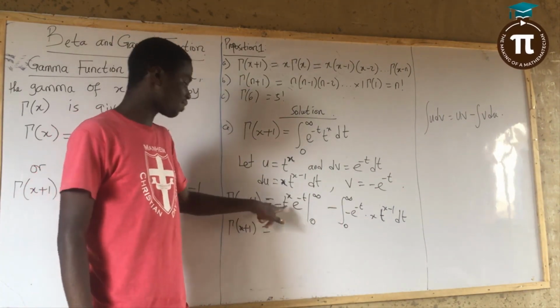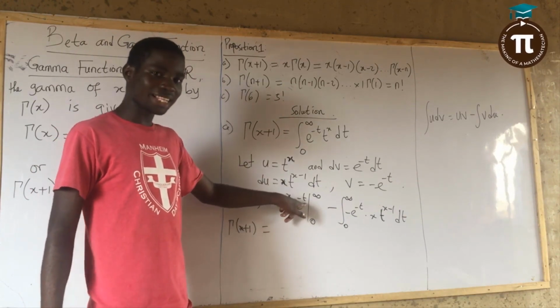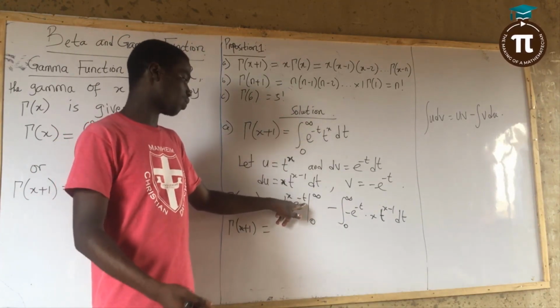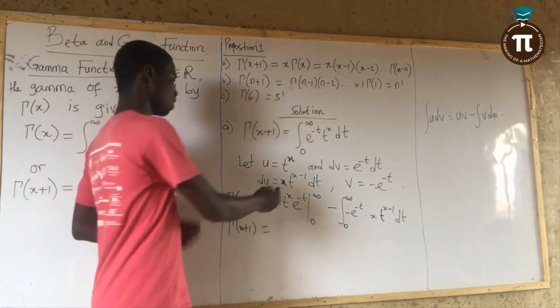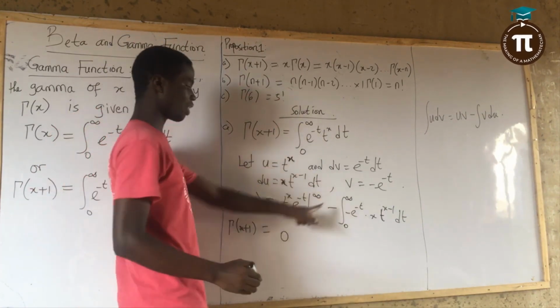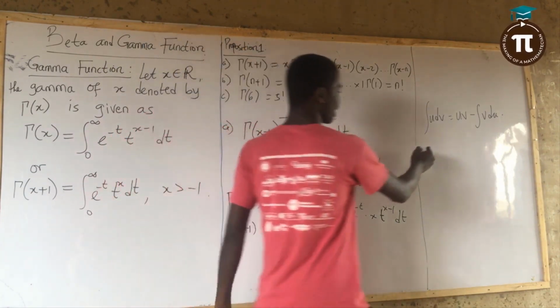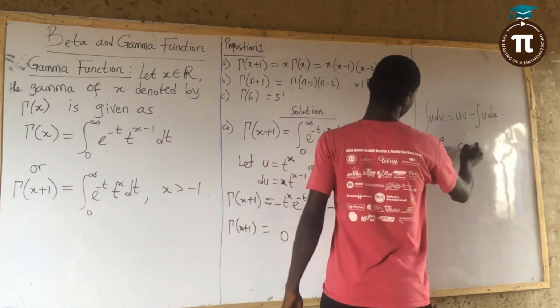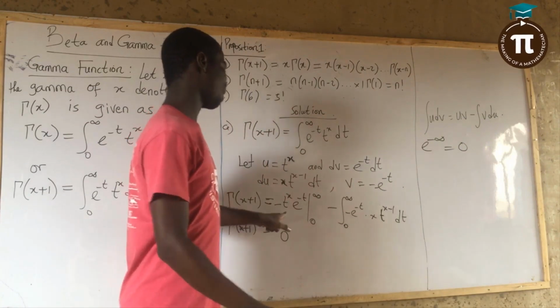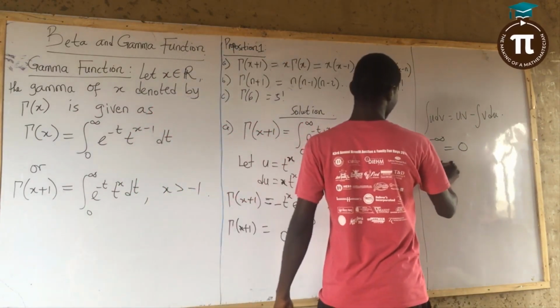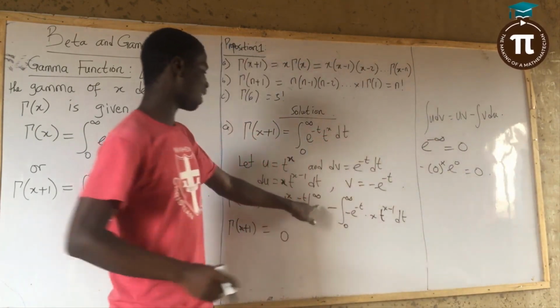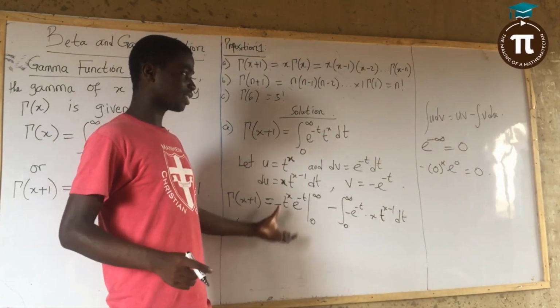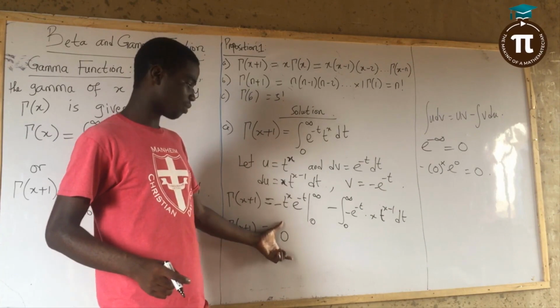this one converges faster than this. E raised to power negative infinity is 0. And when you put 0 here, this one will make it 0 as well. So this whole thing will become 0. When you put infinity, e raised to power negative infinity is 0. And by the time you put 0, this will be 0 raised to power s, e raised to power 0, which still gives me 0. So by the time you put these boundaries, everything becomes 0.